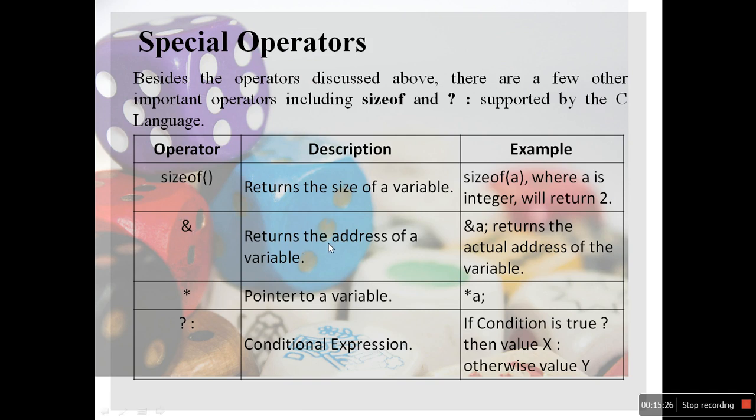The & operator returns the address of the variable. If I write &a, it will give the actual address in memory. The asterisk is a pointer, which points to the address of another variable. Now, the conditional operator is the question mark and colon. That is a conditional expression: if the condition is true, then the value is x, otherwise the value is y.